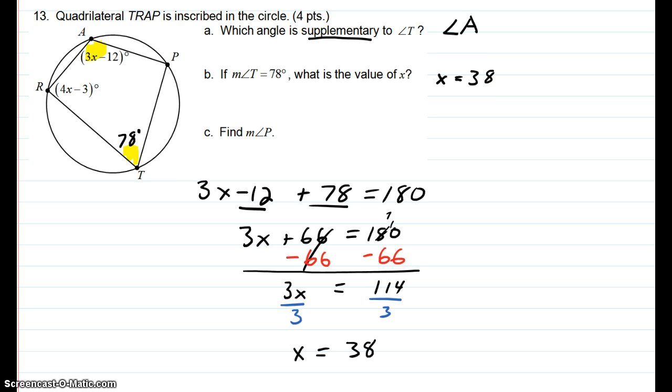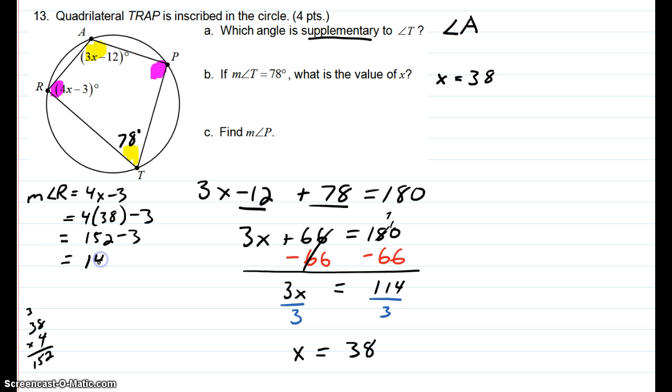Now it says find the measure of angle P. Like we talked about A and T, these opposite angles R and P have to add up to 180. So now that we know x is 38, we can put the 38 here to find out what the measure of angle R is. So 4x minus 3, so 4 times 38 minus 3. Figure out what 38 times 4 is. So we get 152. So 152 minus 3 gives us 149 degrees. So we know that this angle here is 149 degrees.